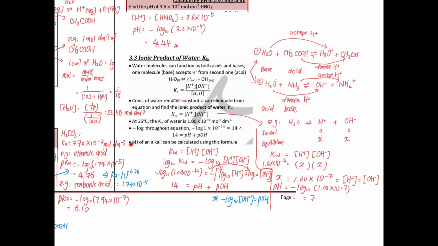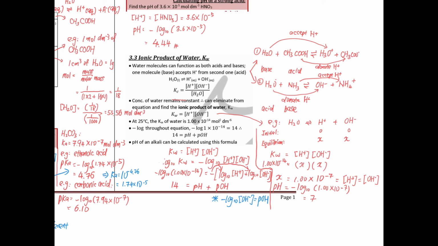Okay, so next point, pH of an alkaline can be calculated using this formula. So you want to find the pH of an alkaline. So basically, you can use this formula. That means how to use the formula. You go and find out the concentration of OH minus first. Then you negative log to get POH. Then after that you put your POH here. Then you bring the POH to the left and you get the pH of the alkaline.